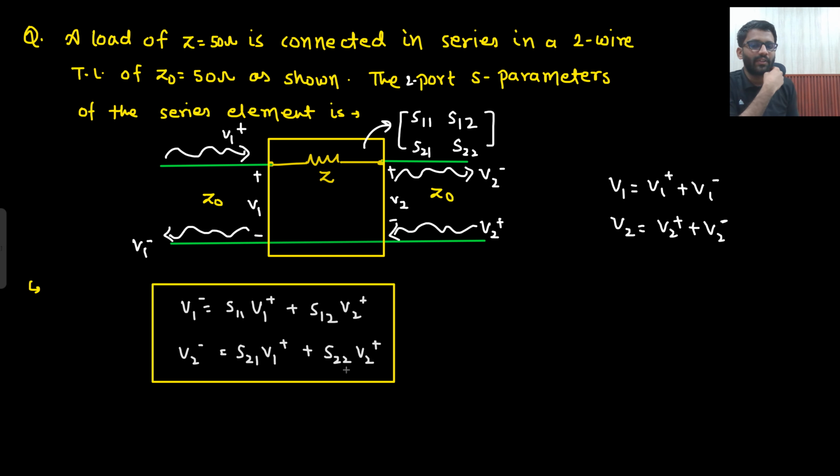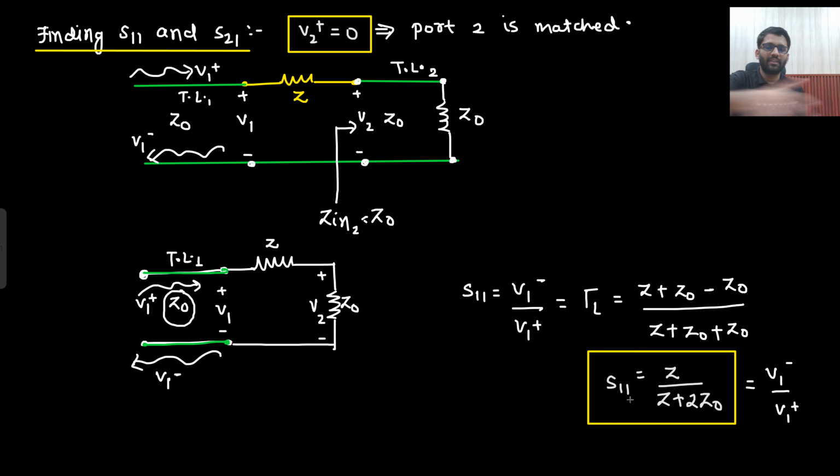But now you need to find S12 and S22 on your own. What you are going to do? You are going to keep V1 plus equals to 0. So I will take a break. You can again revisit what we are doing.